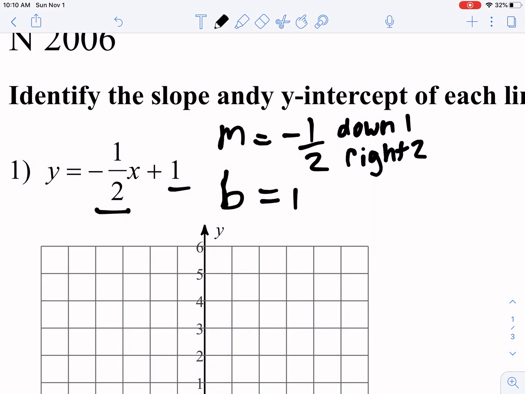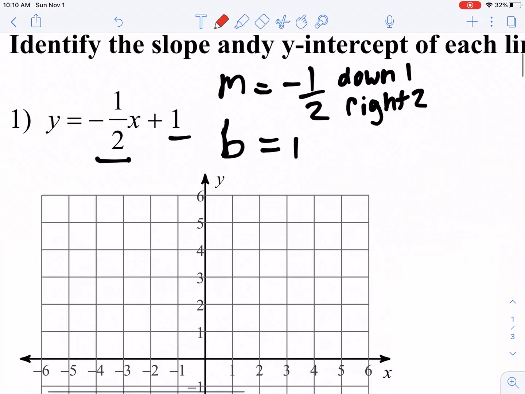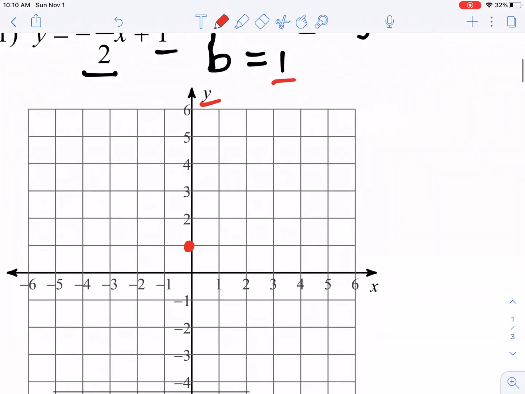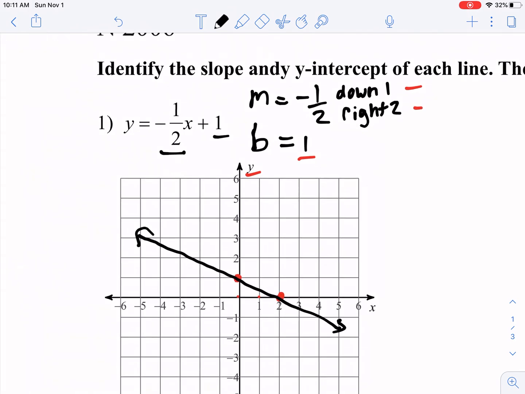Now with b, we always start where we cross the y-axis. So my y-intercept, this is the y-axis, we're going to cross it at 1. To get to the next point, I have to follow my slope. I have to go down 1 and right 2. So the second point on my line would be at (2, 0). Now, connecting those two, this would be the graph of the line for that equation.